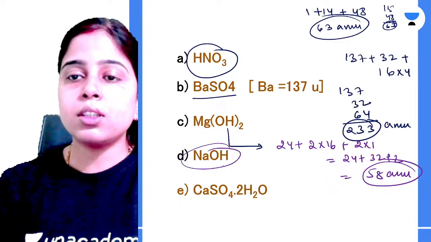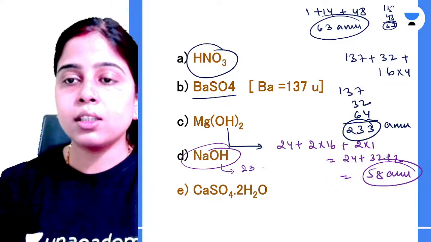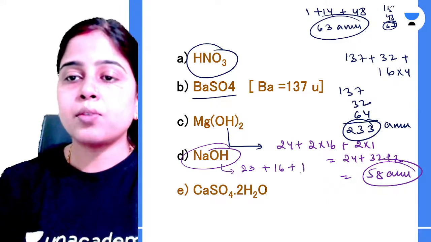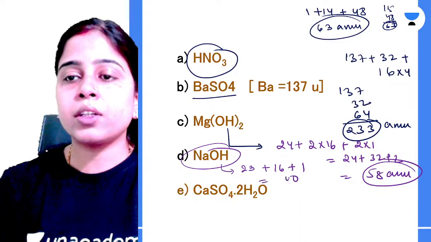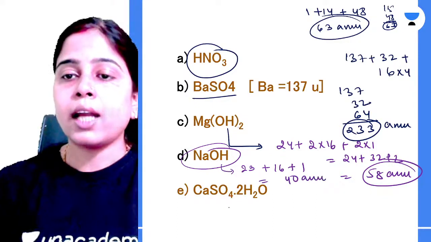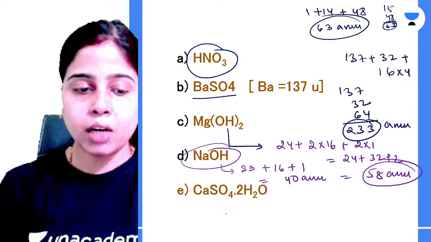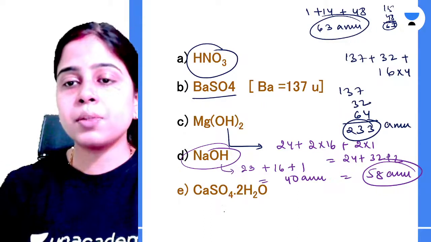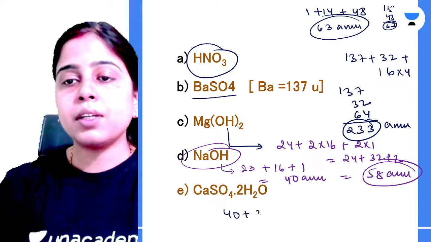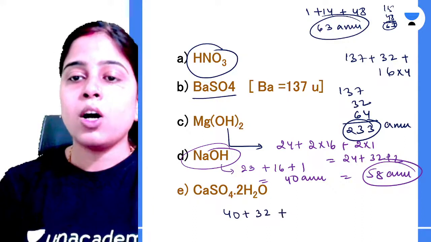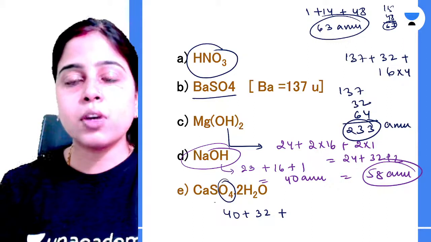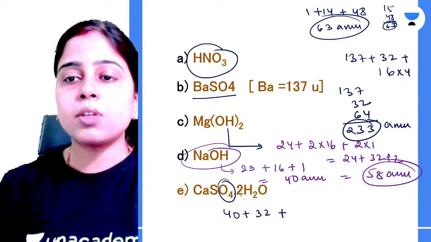Then sodium hydroxide, so it's 23 plus 16 plus 1, that's 40 AMU. And CaSO4.2H2O, how do you find out the molecular mass of this particular compound? So calcium is 40, sulfur is 32, plus oxygen. How many atoms do you have here? You have here 4 atoms of oxygen and 2 atoms of oxygen here.